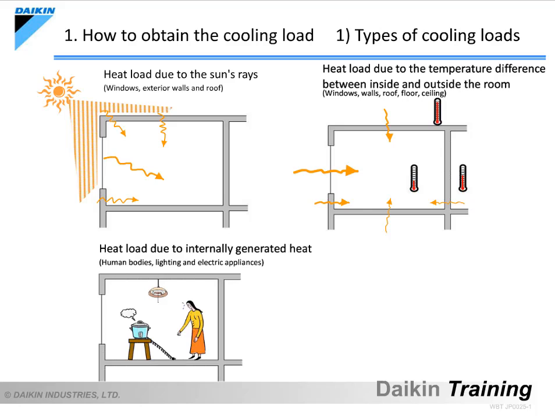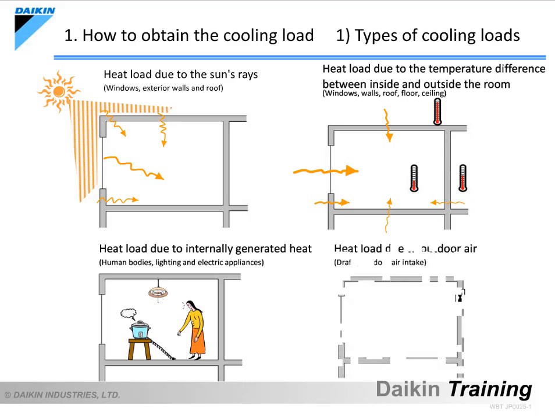The third type is the heat load due to internally generated heat. Humans have a high body temperature and generate heat. Lighting and other electric appliances also generate heat. The fourth type is the heat load due to outdoor air. Hot, humid outdoor air can find its way indoors through gaps around window sashes and doors. It can also enter through vents.